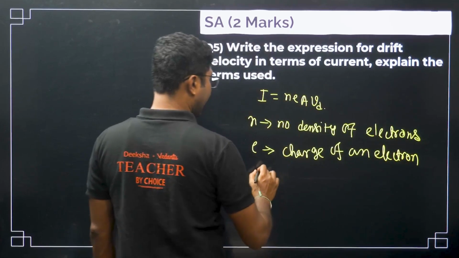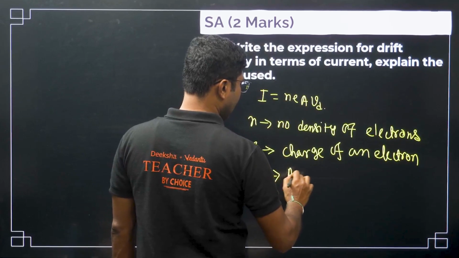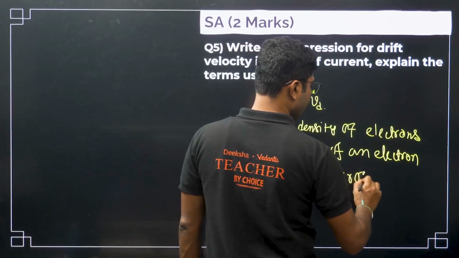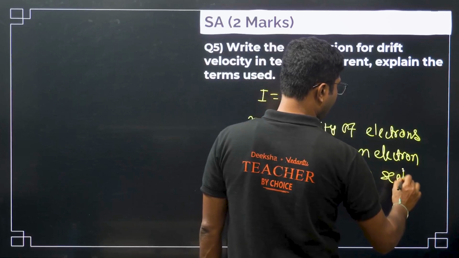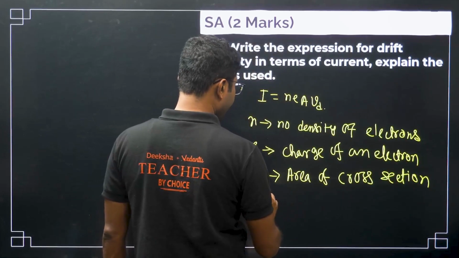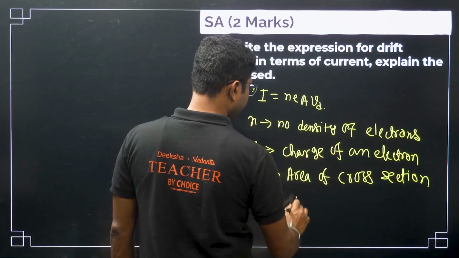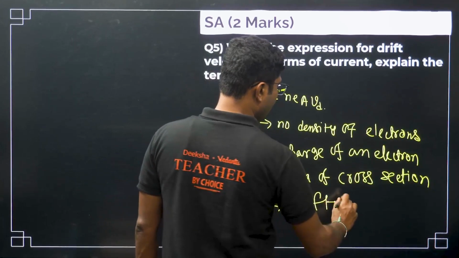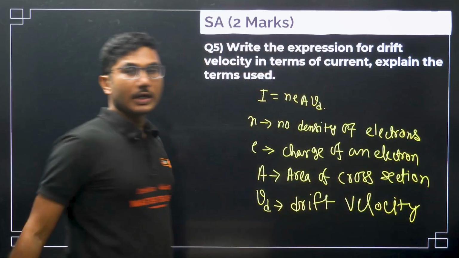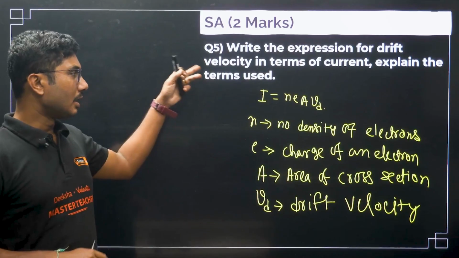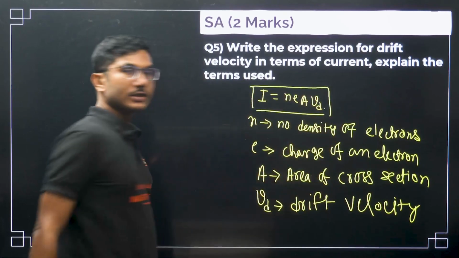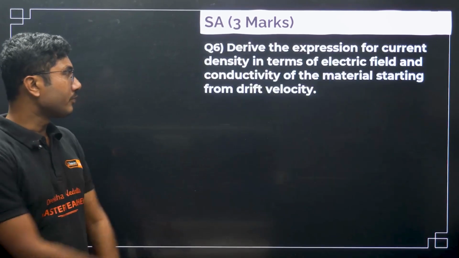Okay, A is area of cross section, and Vd of course is drift velocity. Vd is drift velocity, right? So you have to mention the equation, and then you have to mention the terms as well. So this is how you can score full marks. Now let's move on to the next question.